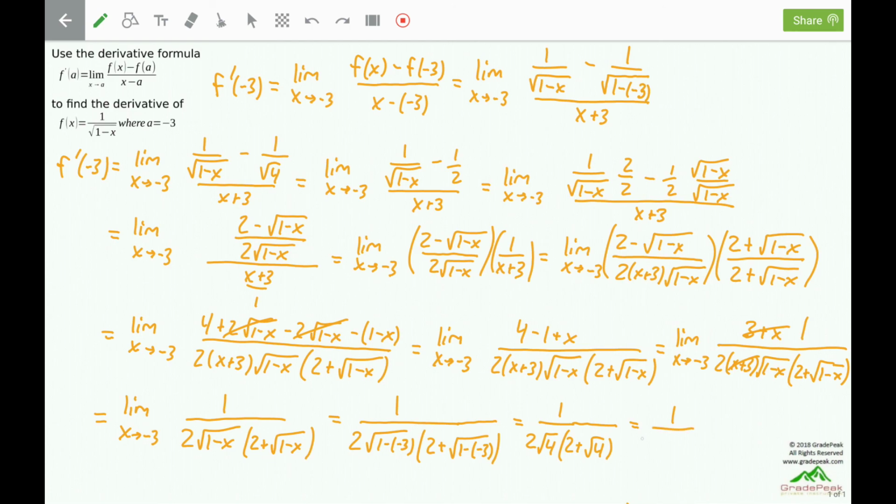So we have a 2. The square root of 4 is a 2. And then we have 2 plus a 2. 2 times 2 is a 4. 2 plus 2 is a 4. We get 1 over 4 times 4, or 1 over 16. That represents f prime of negative 3, which is the derivative of f of x with a negative 3 plugged in for all of the x's.